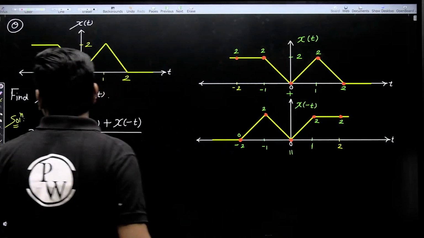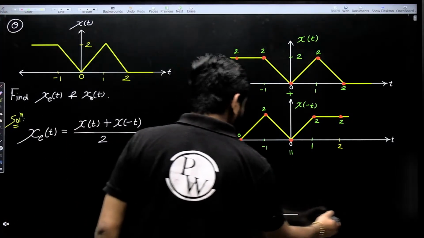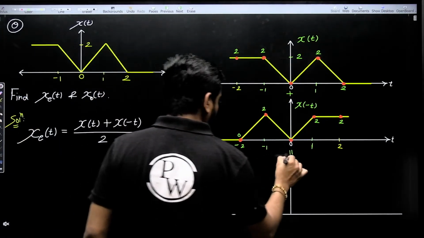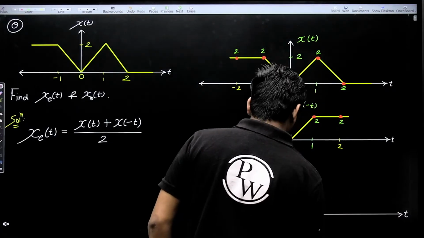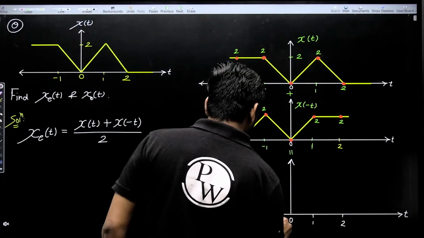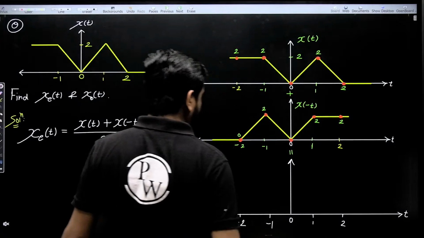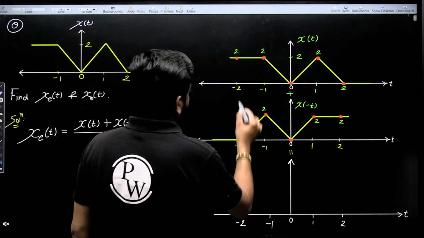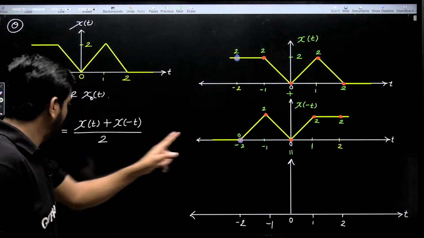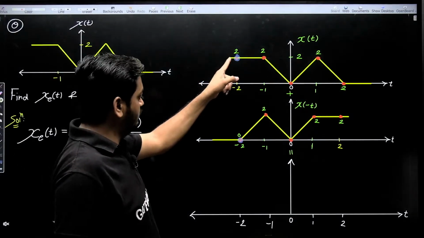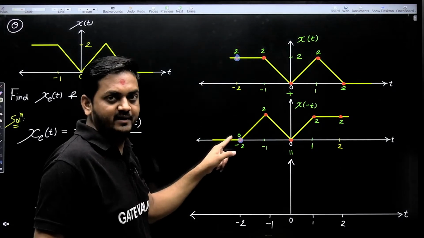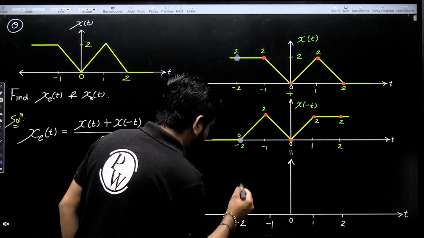So the resultant signal has points at minus 2, minus 1, 0, 1, 2. Now see, here amplitude is 2, so 2 plus 0 divided by 2, guys. At t equal to minus 2 the amplitude is 2, at t equal to 0 it is 0. So 2 plus 0, amplitude addition, divided by 2, so it will be 1, correct? Here 1.